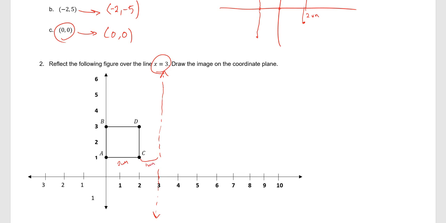So point A is 3 units away from the line of reflection. So the reflection of point A will be here, right? So this is A prime. Point C is 1 unit away, so the reflection of point C will be 1 unit away on the other side. So this is C prime. And the same for D, D prime, and B.